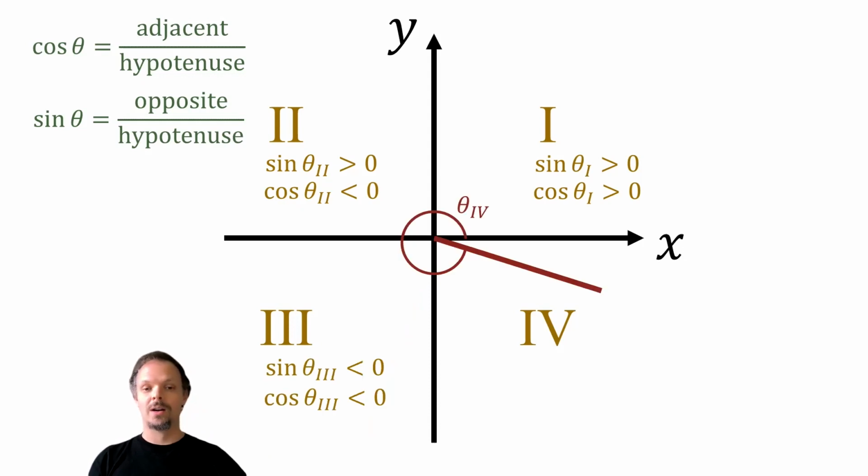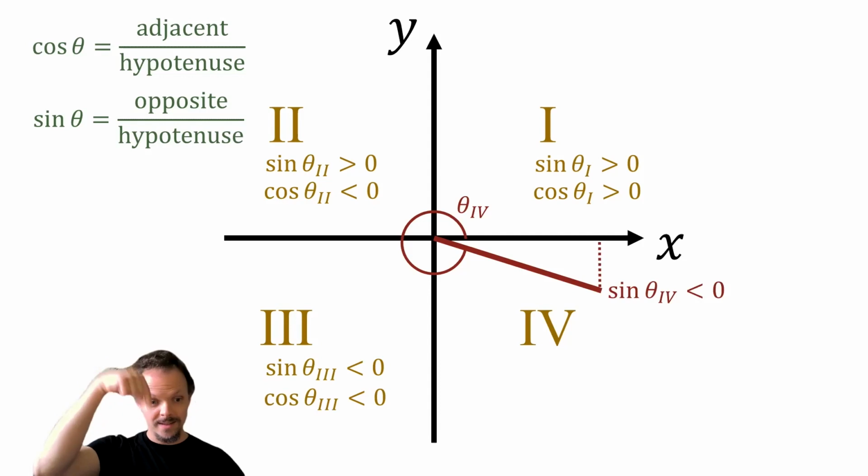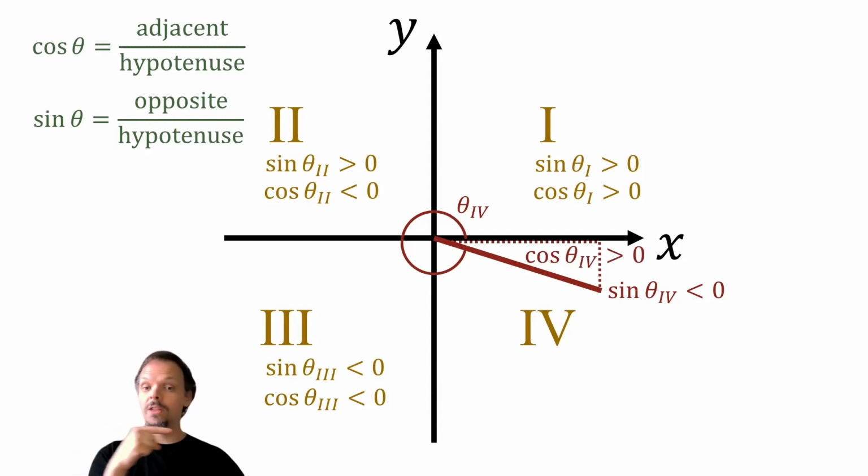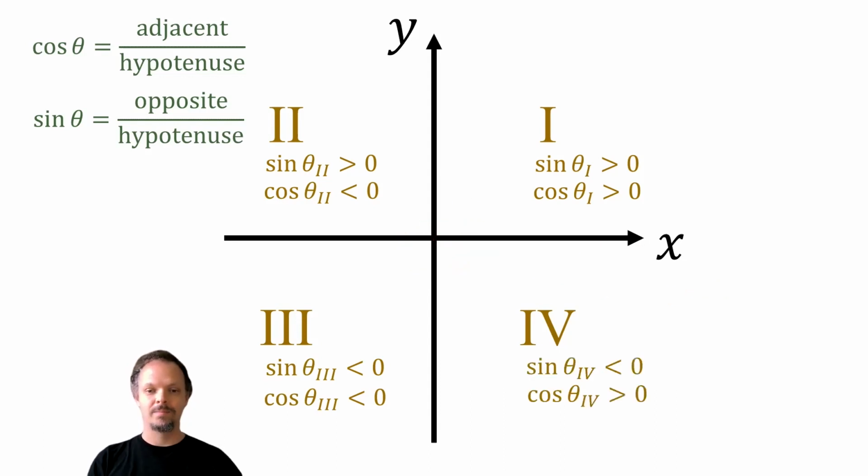Finally, we come around to our final quadrant, quadrant 4. And in this case, the sine, the opposite side, is still along the negative y-axis. So the sine is going to be negative. But the cosine is once again along the positive x-axis, which means that for the cosine, the adjacent is positive. The hypotenuse is always positive. Positive over positive is a positive. And that leaves us with the signs, S-I-G-N, for sine, S-I-N-E, and cosine in each of the four quadrants.